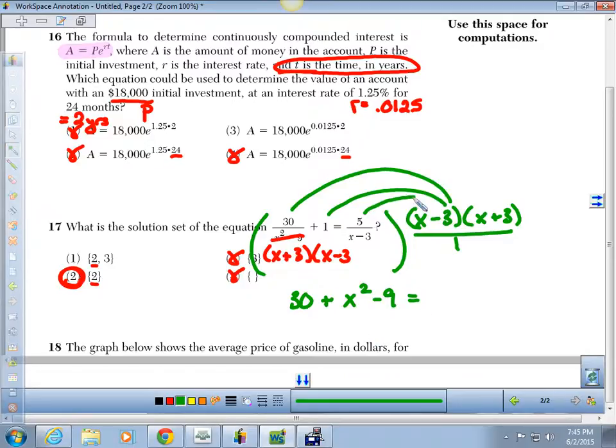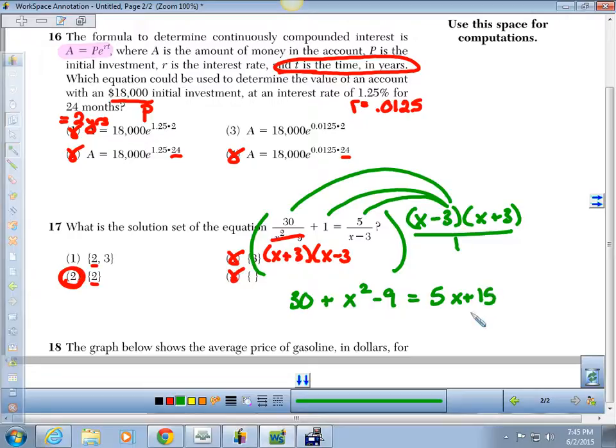What's going to cancel out for me when I distribute the 5 over x minus 3 to it? The x minus 3's, but I'm going to be left with 5 times x plus 3. And what is 5 times x plus 3? Five x plus 15.